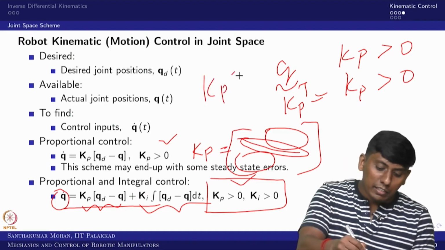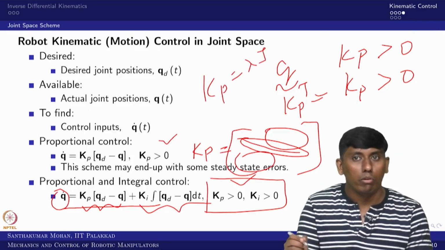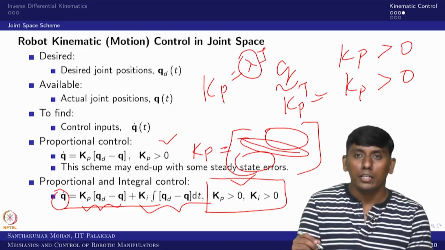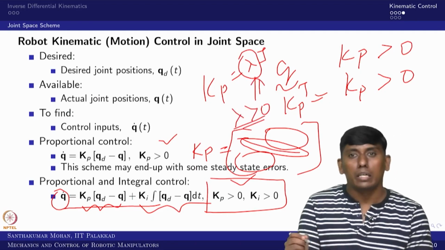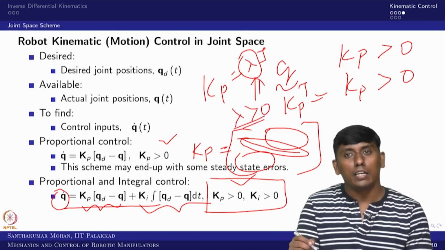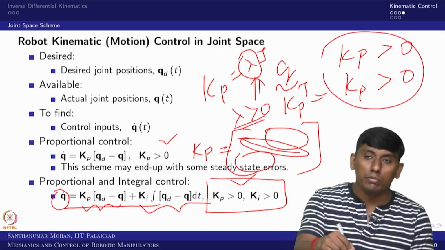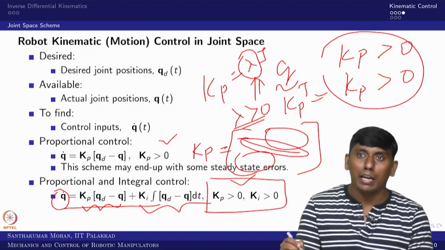So Kp can be taken as some scalar value times the identity matrix. So this is also possible. This lambda is a positive constant, and provided it is a positive constant, this control will work very well. But the steady state error may vary based on the lambda choice, or based on the positive definite matrix. So this is what we can see as the kinematic level control.